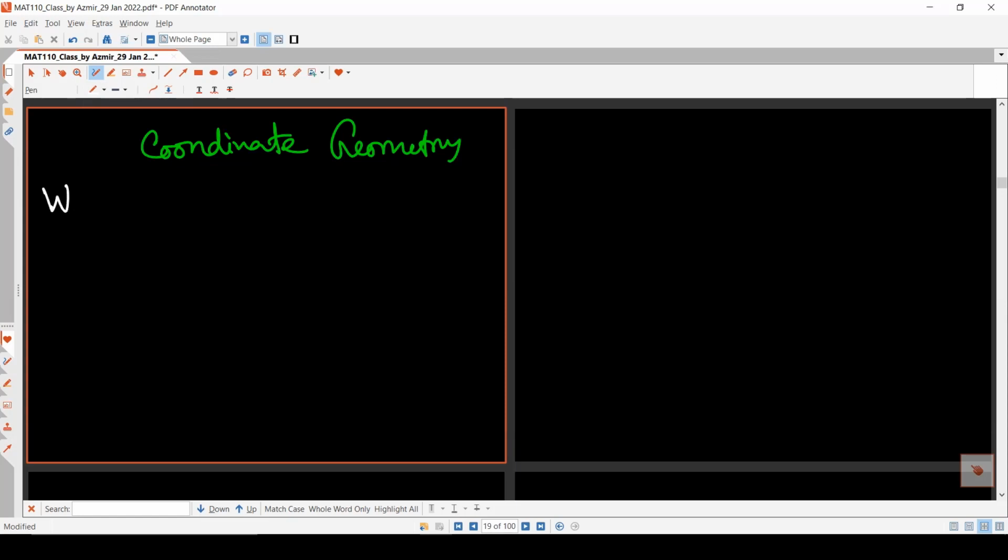In coordinate geometry, we have conic sections: parabola, ellipse, hyperbola, circle. We learn about some coordinates. So let's say we are in week 10. In week 10, we will focus on conic sections.